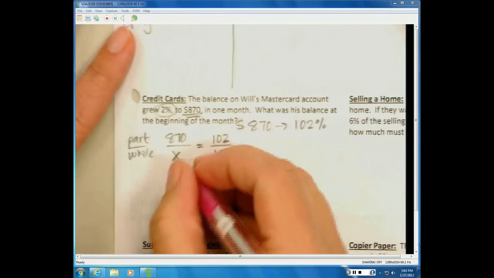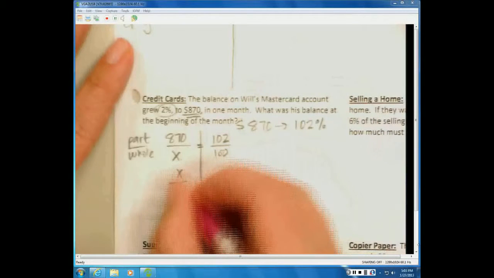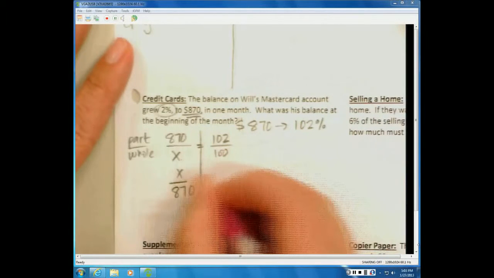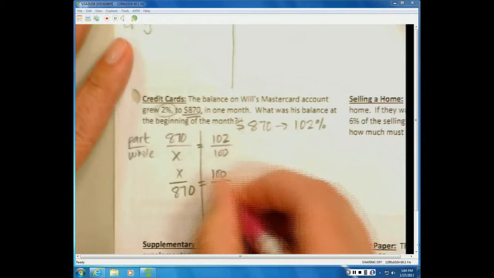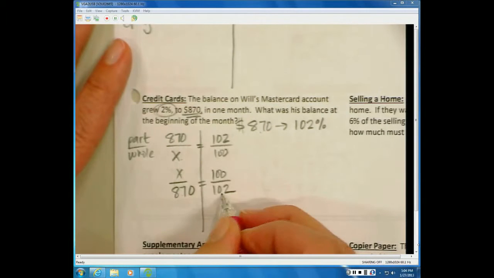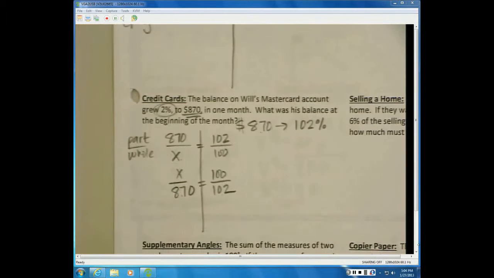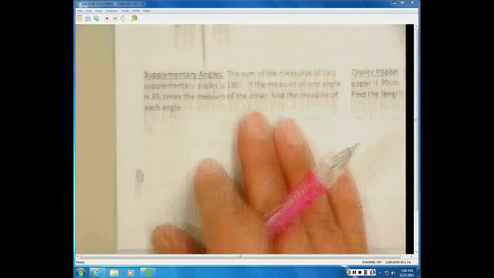Now, we can't solve for x. Now, there's two ways. I can either take the reciprocal of both sides, and I have x over, actually this is how I want you to do it. Take the reciprocal of both sides. X over 870 equals 100 over 102. And now we can multiply both sides by 870 to solve for x. There's going to be some long division involved. But go ahead and finish this problem. And if you have questions, my goodness, please ask me next time we meet. I'd love to talk about these with you.